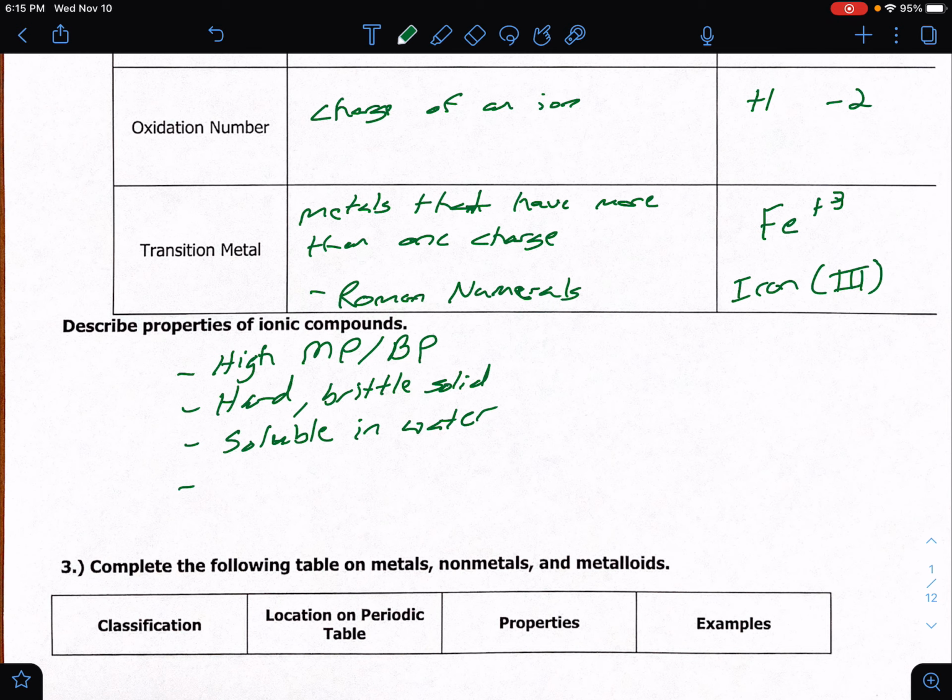And once dissolved, those free ions float and conduct electricity.